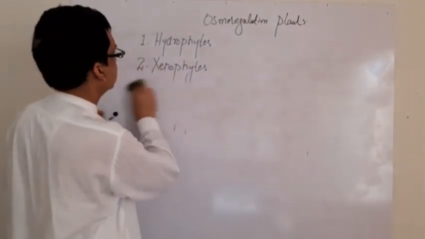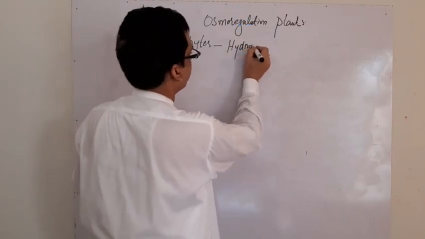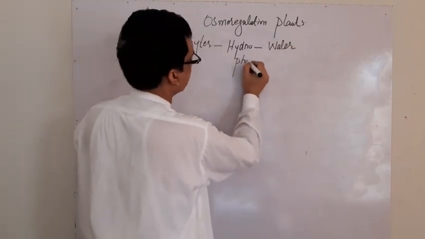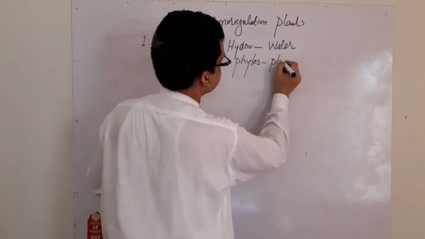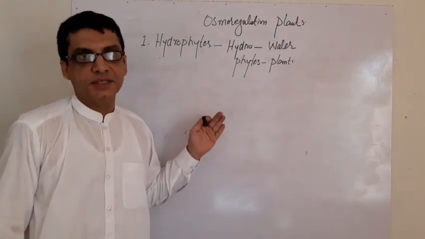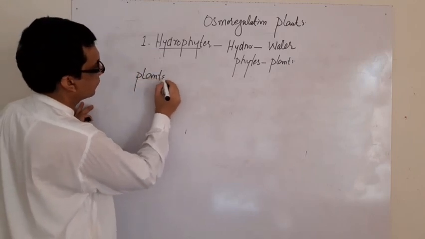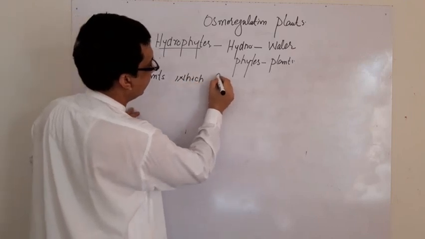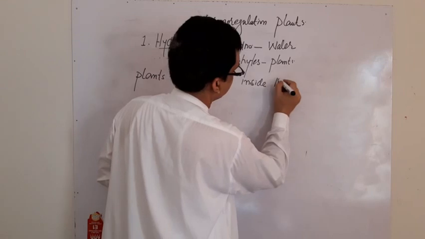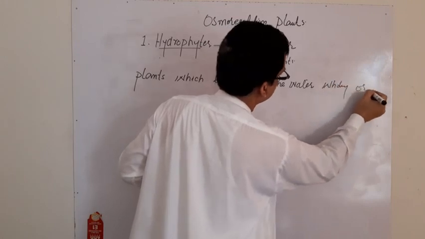First of all, the hydrophytes. Hydro means water, and phytes means plant. So these are the plants which live inside the water, wholly or partially. So what are the hydrophytes? These are the plants which live inside the water, wholly or partially.